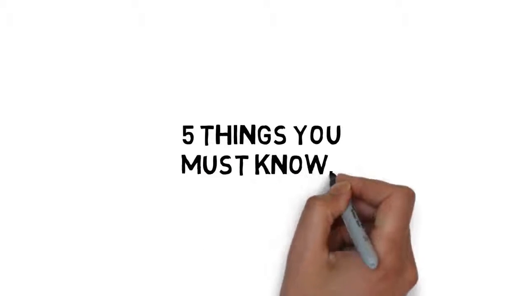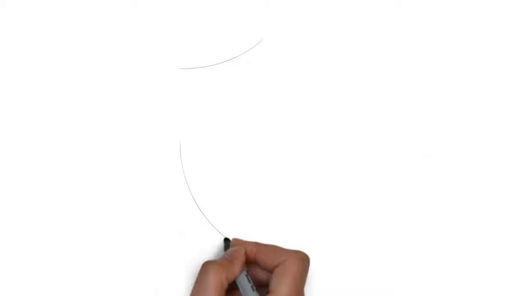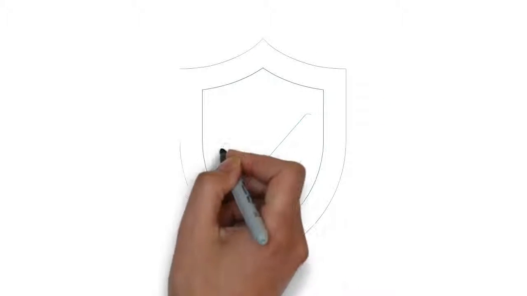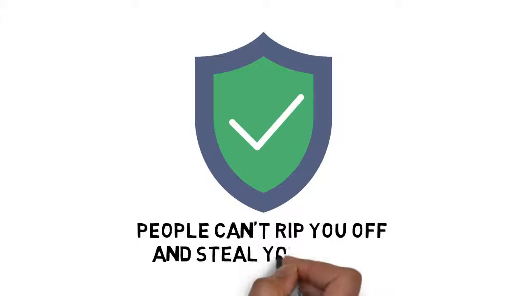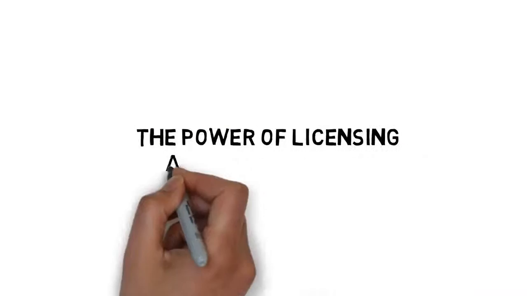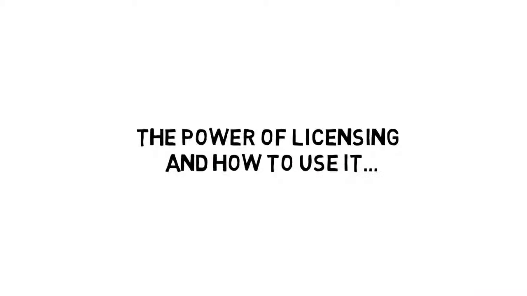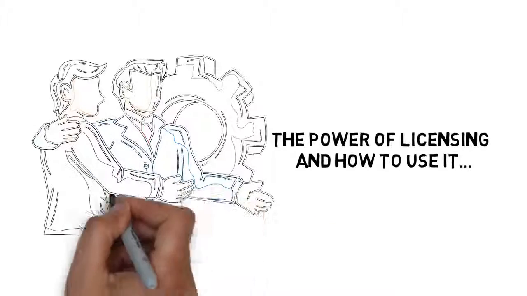5 things you must know if you want your first product to be a success. How to protect your first product so that people can't rip you off and steal your idea. The power of licensing and how to use it to get results faster and without dealing with creating the product or struggling with manufacturers.